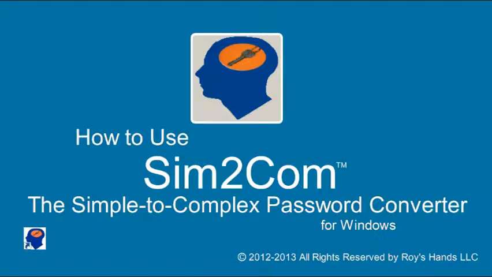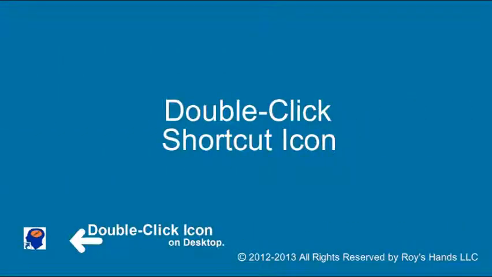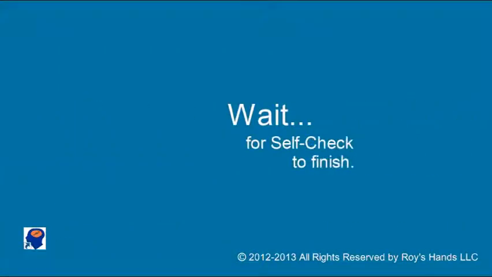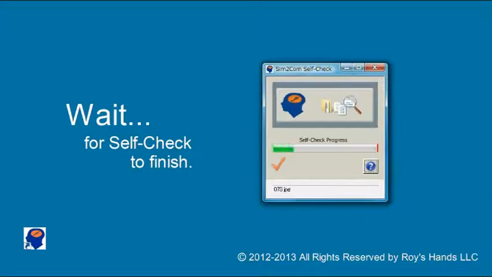Sim2Com is really easy to use. You don't need a thick manual. Start by double-clicking on the Sim2Com icon on your desktop. Sim2Com will check itself by validating the files it uses. Wait a few seconds for the self-check to finish.